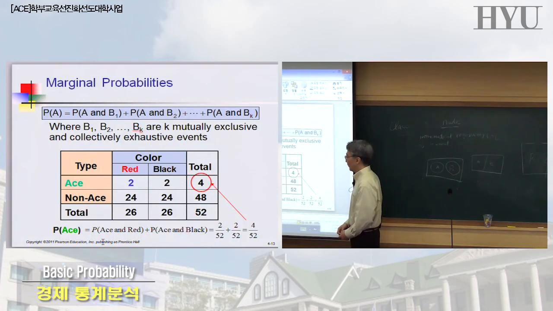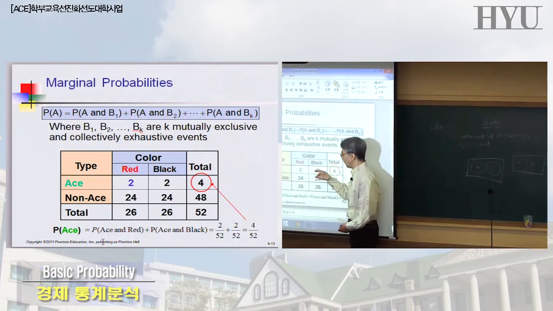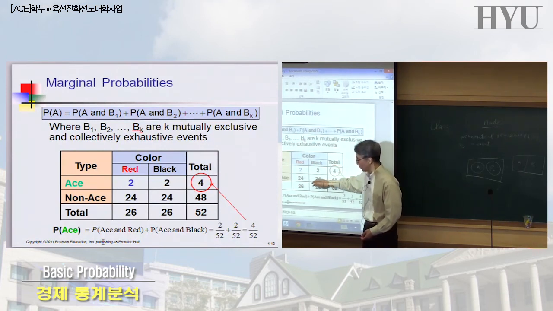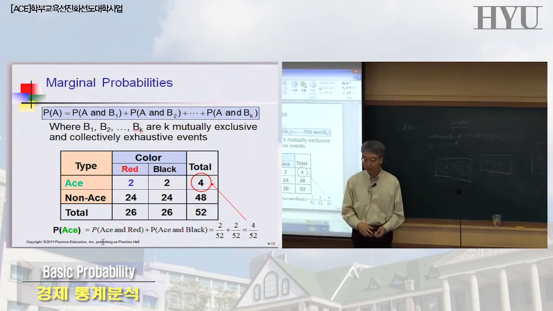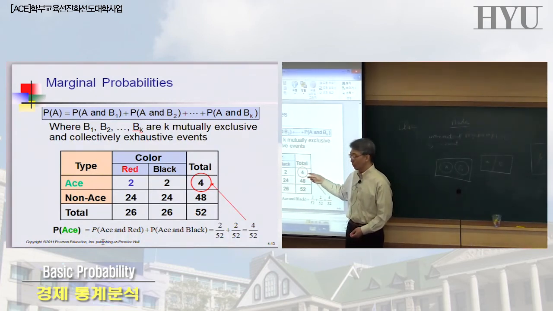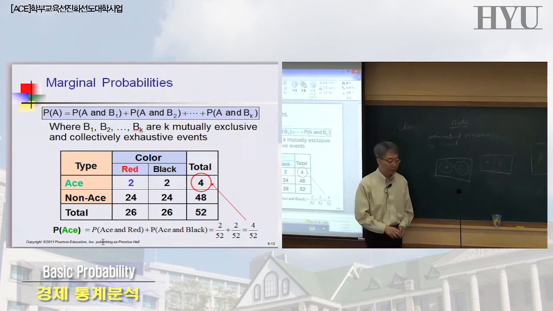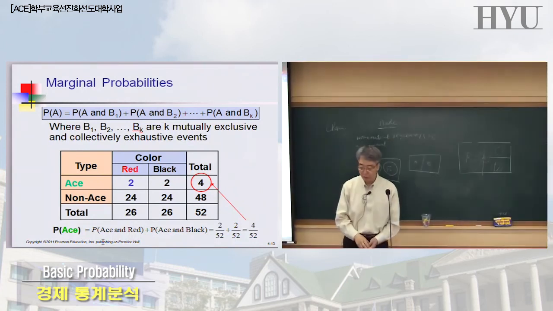This is what I talked about, right? When you have a contingency table, the numbers inside represent joint events, because in order to be there, it has to be ace and red, ace and black, and so on. But the cells on the margins are simple events. This is the simple event that a card will be an ace, non-ace, black, or red. So simple probabilities are also called marginal probabilities.